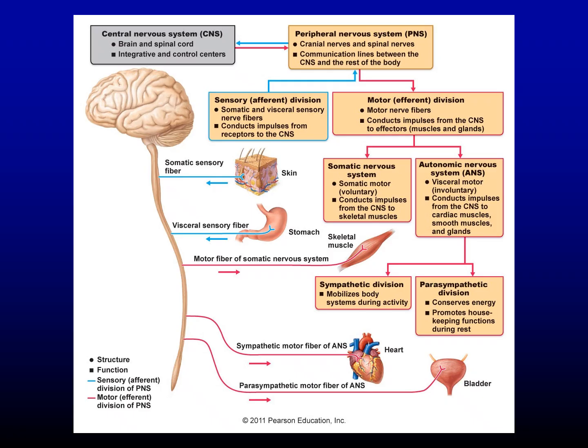Recall that the nervous system as a whole is divided into two major parts, the central nervous system, which includes the brain and spinal cord, and the peripheral nervous system that includes every other bit of nervous tissue outside of the CNS. Use this slide to review the arrangement of the nervous system, and the relationship between the CNS and PNS.